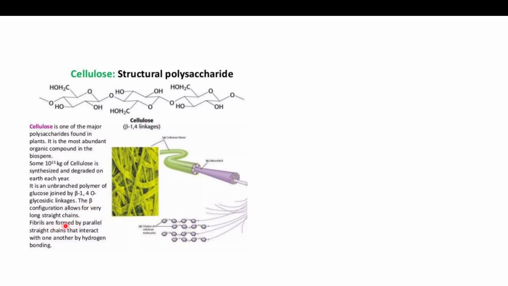Okay. Fibrils are formed by parallel straight chains that interact with one another by hydrogen bonding. Now, one chain is there, so another chain will be there like this. One chain is there, another chain will be there. So these are polymers, polysaccharides here, and then there are hanging oxygen and hydrogen atoms in the side chains. So via hydrogen bonding, they eventually form parallel straight chains and form the cell wall. Okay.